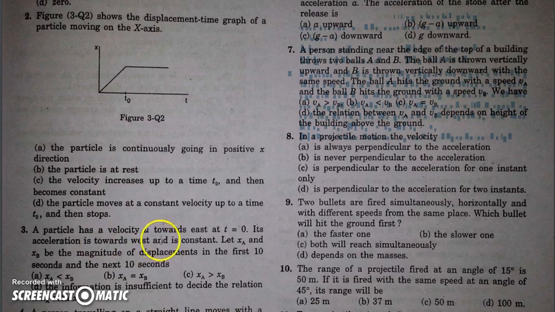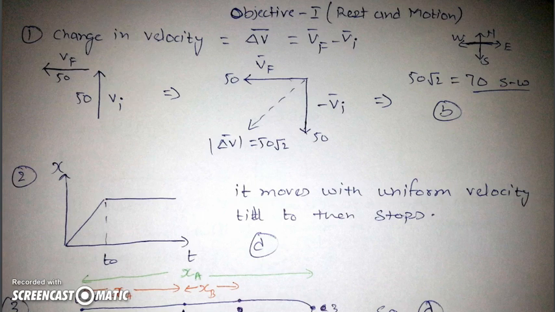Okay, let's talk about the third question. A particle has a velocity u towards east at t equal to 0. Its acceleration is towards west and is constant. Let x be the magnitude of displacement in the first 10 seconds and the next 10 seconds. You have to tell which one will be more or less, or whether the data is insufficient to deduce anything. This is a very good question. Let's look at the solution.